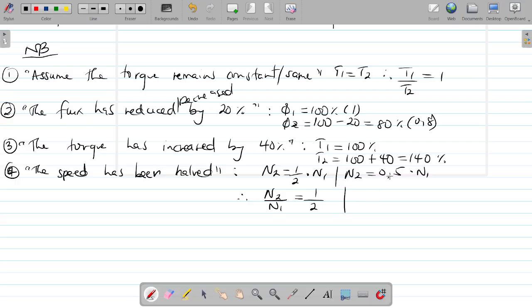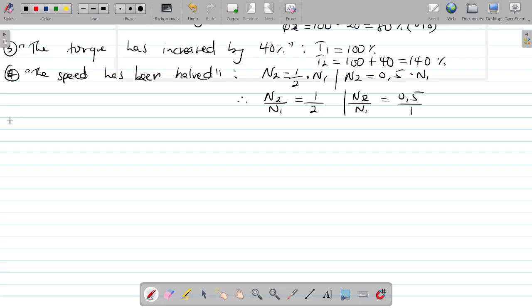For the other side, if you're using this one, you're still dividing both sides by n1. So if that's the case, you're saying n2 over n1 equals 0.5 divided by 1. With this method, for n2 you're going to substitute 0.5, and for n1 you're going to substitute 1.